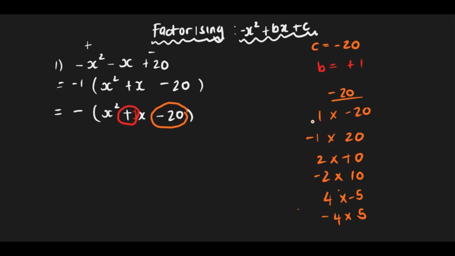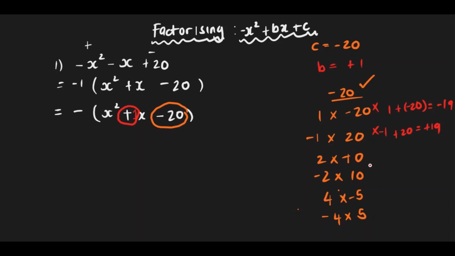Now we know that when we multiply each pair of them, we're going to get negative 20. So we have satisfied the first condition. Now we need to see whether we are going to satisfy the second one, so we add them together. 1 plus negative 20 gives negative 19, so this one does not work. Negative 1 plus 20 gives positive 19. This one does not work because we need a positive 1.